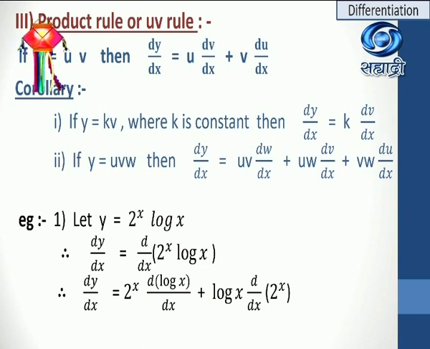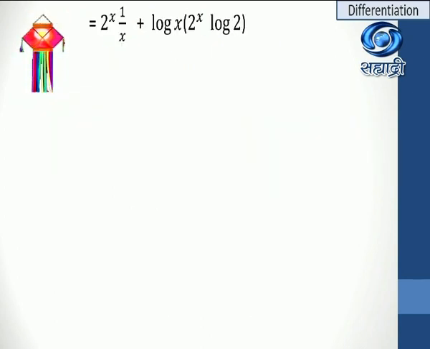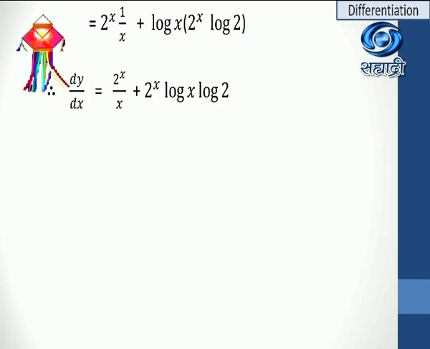So 2 raised to x into derivative of log x with respect to x plus log x into derivative of 2 raised to x. Now we know that derivative of log x is 1 upon x and derivative of 2 raised to x is 2 raised to x into log 2. Therefore, dy by dx is equals to 2 raised to x into 1 upon x plus log x into 2 raised to x into log 2. Therefore, dy by dx is equals to 2 raised to x upon x plus 2 raised to x into log x into log 2.